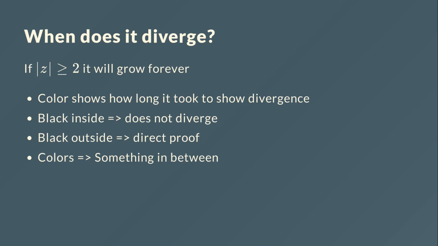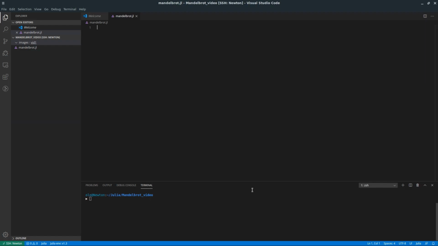And then we have a different color scheme. The color shows how long it takes to prove that it will diverge. The black inside of the Mandelbrot set is where it does not diverge. The black outside is where we can immediately see that it diverges because it's bigger than 2 already. And the colors are something in between. And now I'll show you how to code something like this.